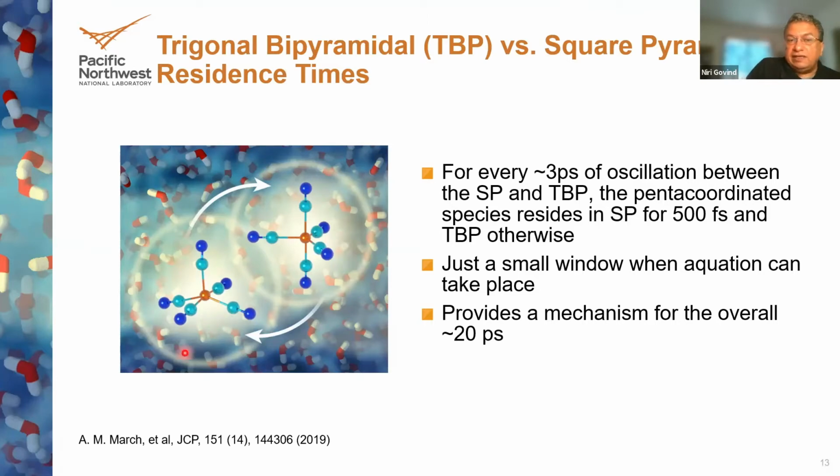And we know that there is a 3 picosecond interconvertible regime where these two systems oscillate with each other. So we tracked a five-fold order parameter of these two across the whole trajectory for this entire 3 picosecond oscillation. We found that the system resides in this conformer for close to 85% of the time, and only 15% of the time in this conformer, which clearly tells you there's a probability issue here, and this offers a very small window when the water can come and attach itself. And then it gives you a mechanism for why this overall 20 picoseconds comes into place.